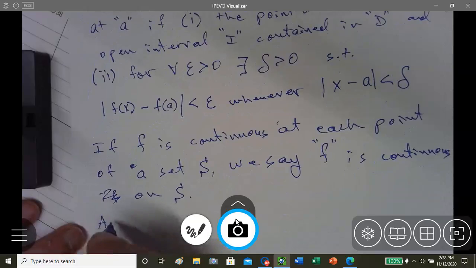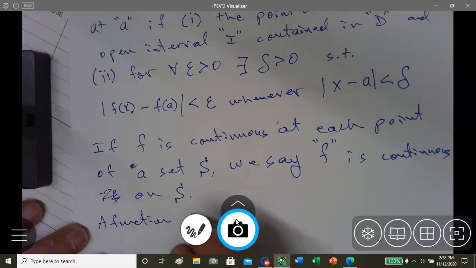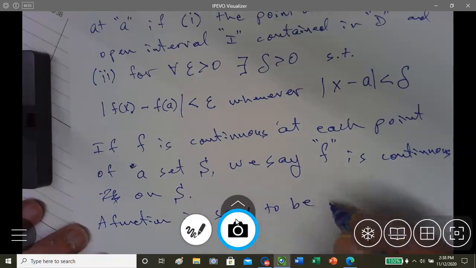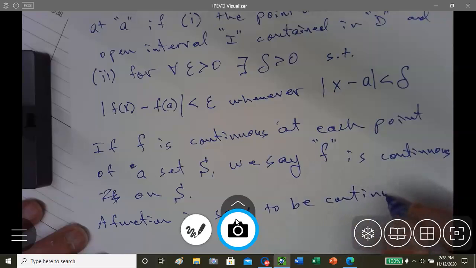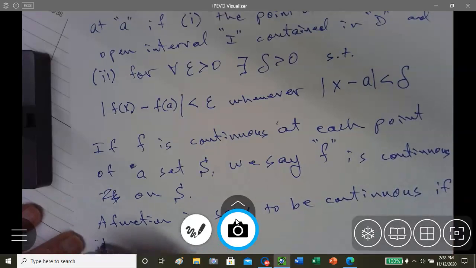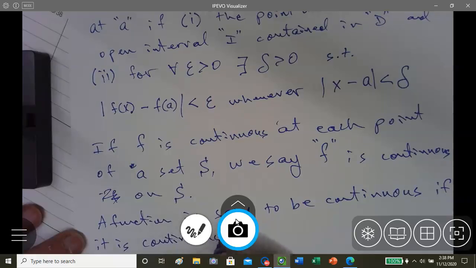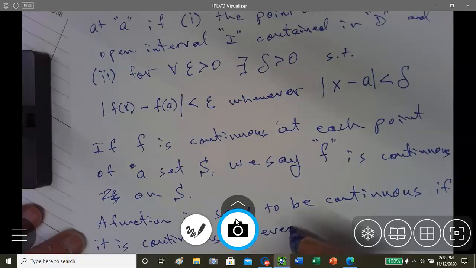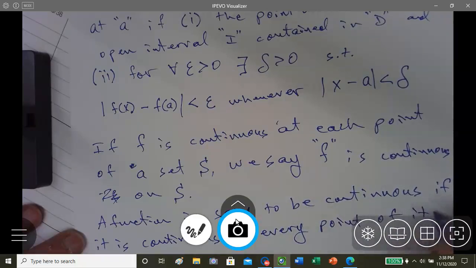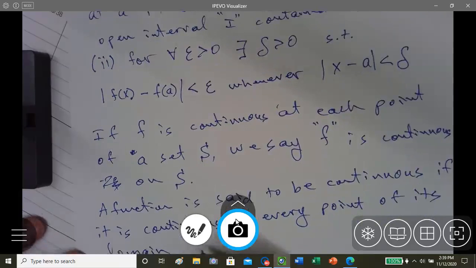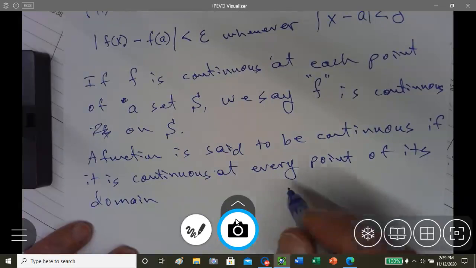Okay, and also a function is said to be continuous if it is continuous at every point of its domain. Okay, nothing new there.